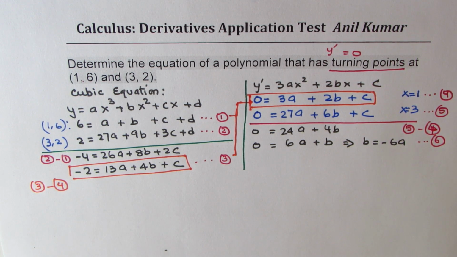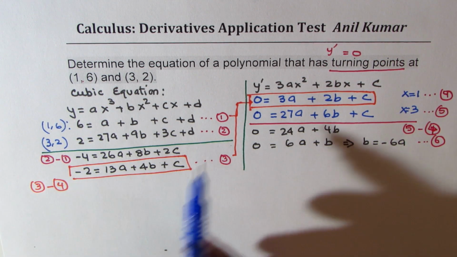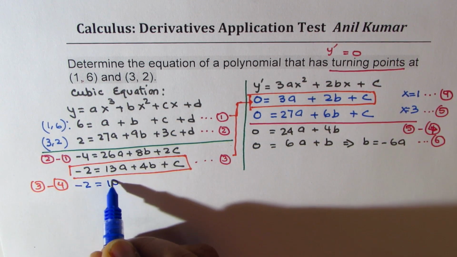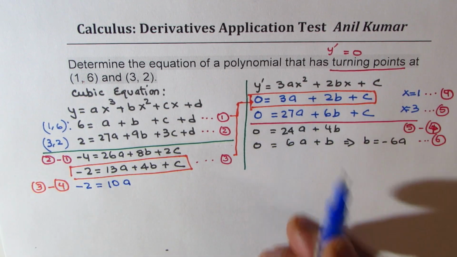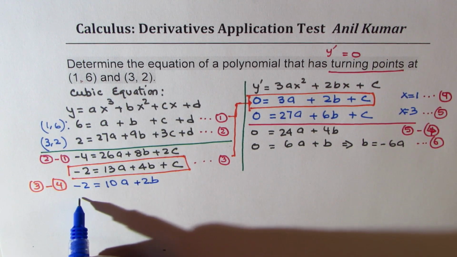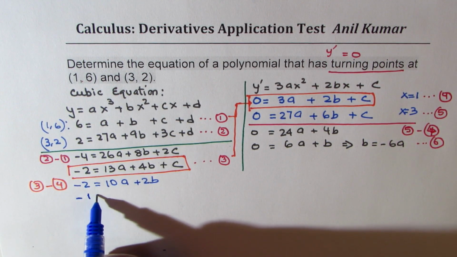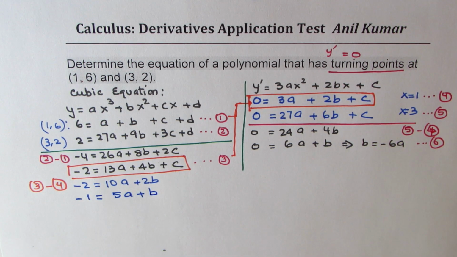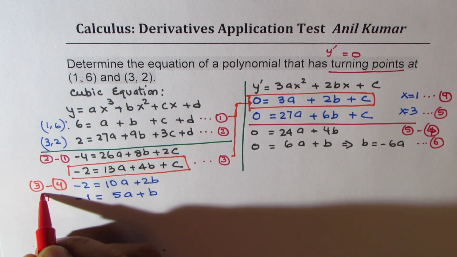We want to do 3 minus 4. We want to do 3 take away 4. So if I do 3 take away 4, I get this as minus 2, 13 take away 3 is 10a, 4 take away 2 is 2, so plus 2b. We can divide by 2, so we get minus 1 equals 5a plus b. Right, so we get this equation. Let's call this equation 7. We already have 6.